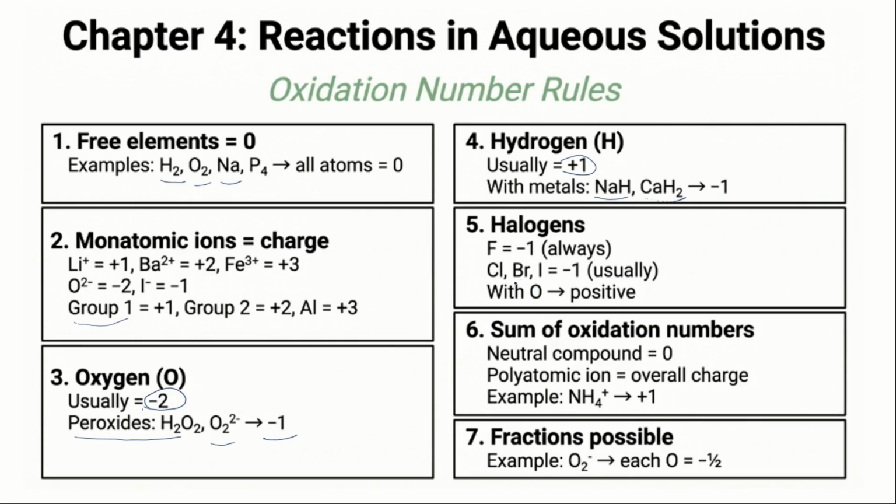For the halogens, consider that fluorine has an oxidation number of -1 always in all its compounds. Other halogens have negative oxidation numbers when they occur as halide ions in their compounds. When combined with oxygen, they have a positive oxidation number.